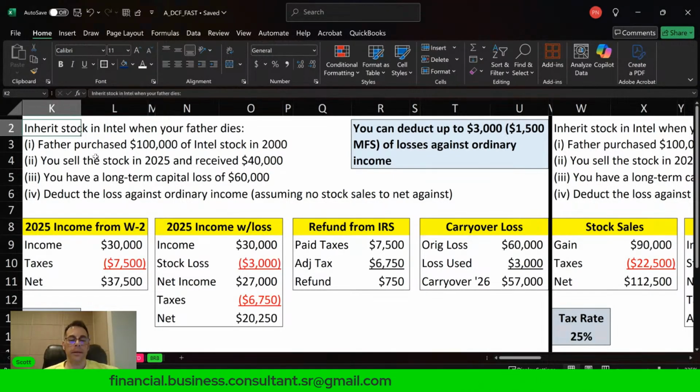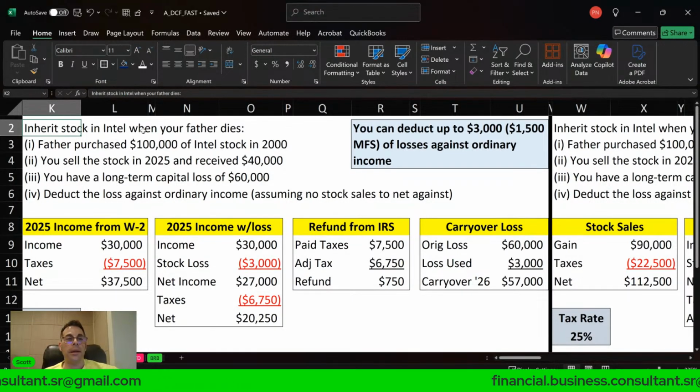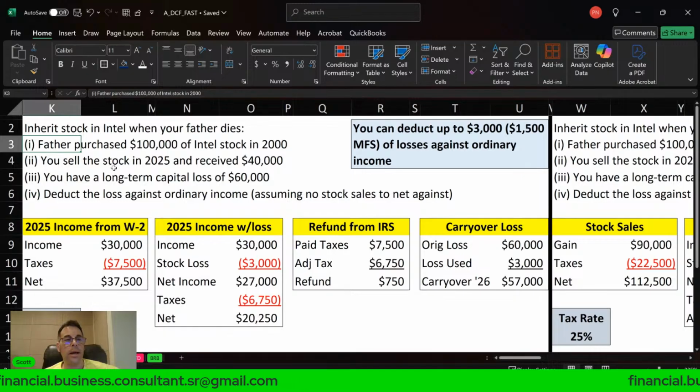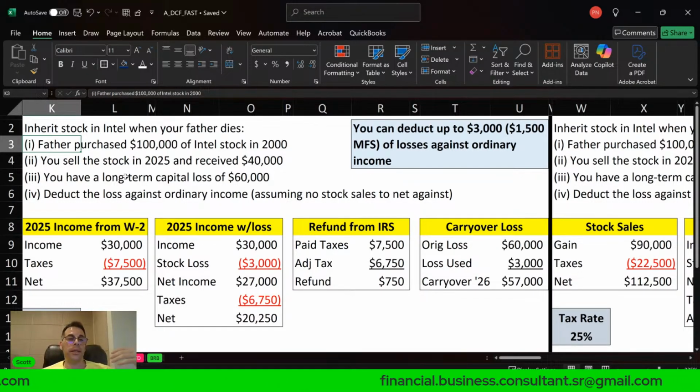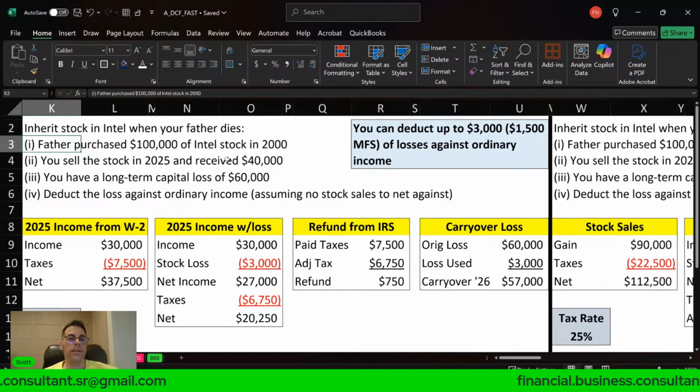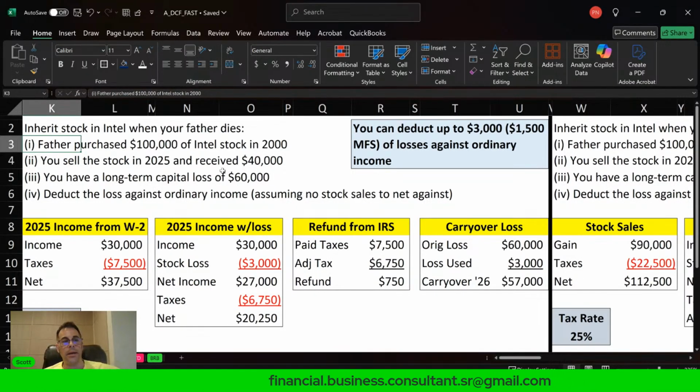So let's say your father dies this year, and he owned Intel stock in his portfolio. So your accountant would need to know how much money your father paid for Intel. Say he purchased it back in 2000 and he spent $100,000 on the stock. It doesn't matter how many shares for this example, but $100,000 he spent in 2000 on Intel stock.